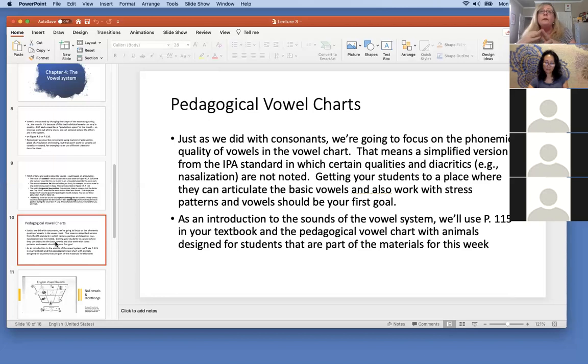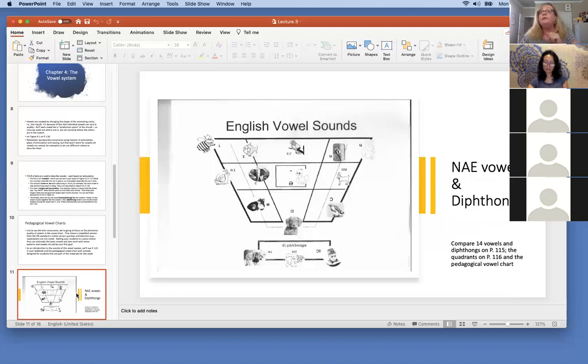So in order to do that, I have included in your materials this little pedagogical vowel chart which has little animals on it for the sounds. It turns out all my adult learners have loved this little vowel chart with the animals on. They don't feel like I'm talking down to them or anything. They've always had great fun with it. So feel free to go ahead and use it.